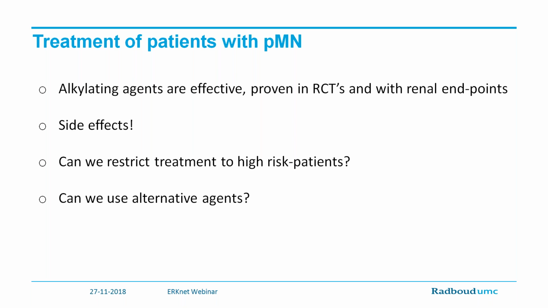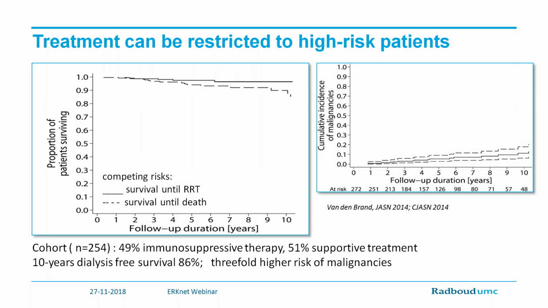So there are two important questions. One, can we restrict treatment to high-risk patients, meaning that if we delay treatment and only treat the 50 to 60% of patients at highest risk, do we get a good long-term outcome? And the second question is, can we use alternative agents? This slide shows you that restrictive treatment is very effective.